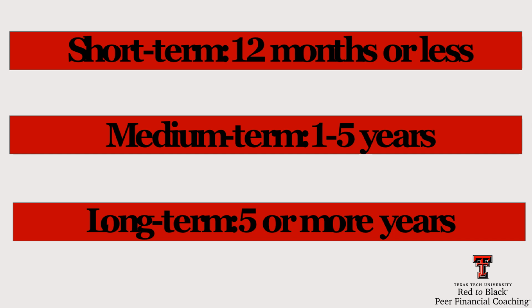Now, let's categorize our goals based on time frames. We will have 3 main categories. Short term: goals that can be achieved within the next 12 months or less. Medium term: these goals have a time frame of 1 to 5 years. Long term: goals that extend beyond 5 years.